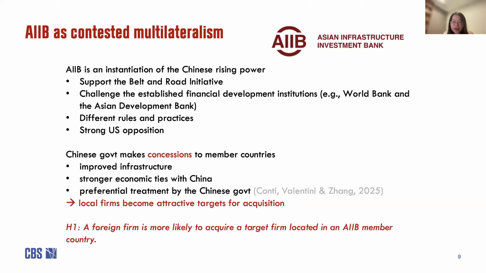And the third reason is there is a study showing that there is preferential treatment. Not only can local firms receive a higher chance of bidding on infrastructure projects, but this study also found that these firms can get a higher chance to win an IP litigation against Chinese firms even. So as a result, local firms become more attractive targets for acquisition. And we have our main hypothesis here: a foreign firm is more likely to acquire a target firm located in an AIIB member country.